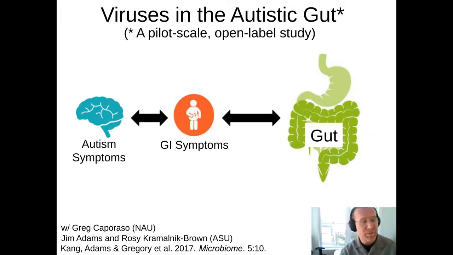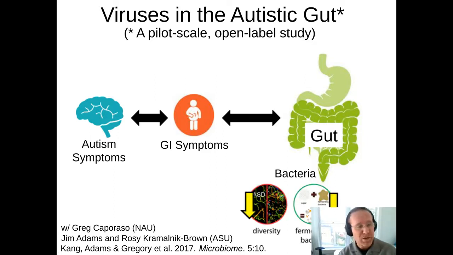Just as an example, I'm going to talk about autism. Here, we have a connection between autistic children's symptoms behaviorally in the clinic with their GI symptoms. They often have a lot of GI gut problems. And when people studied the gut as a result, they found that bacterial diversity decreased, and particularly fermenting bacteria tended to decrease in the autistic gut. And there was no information on viruses.